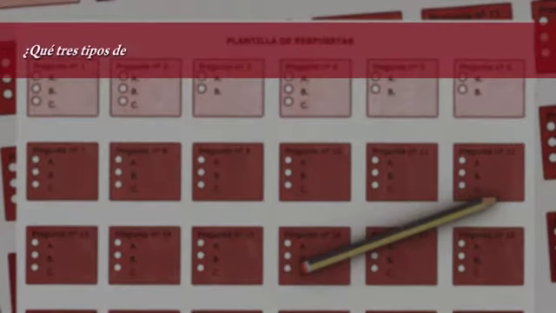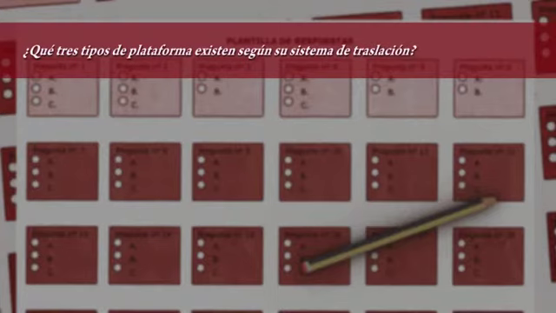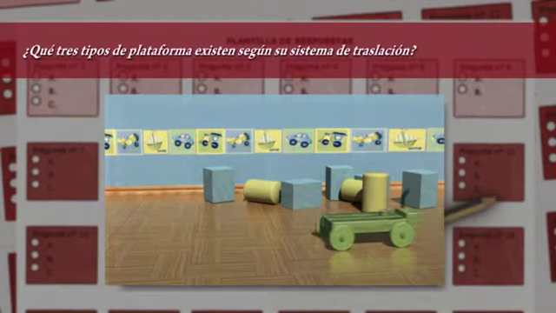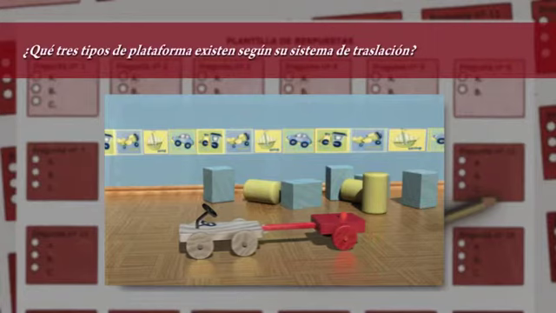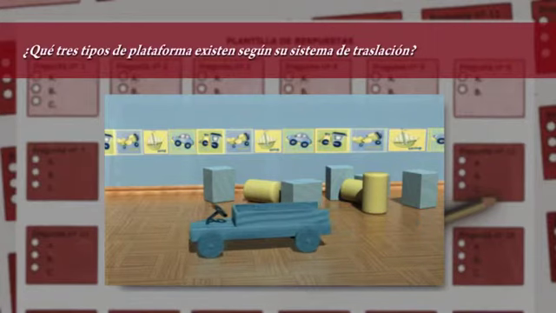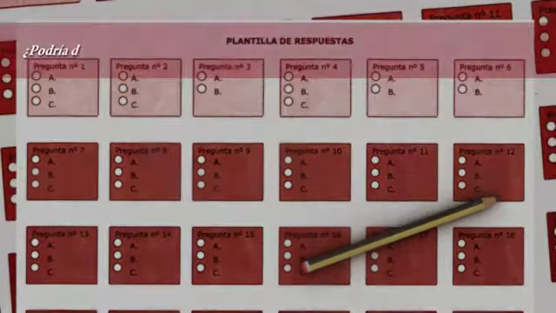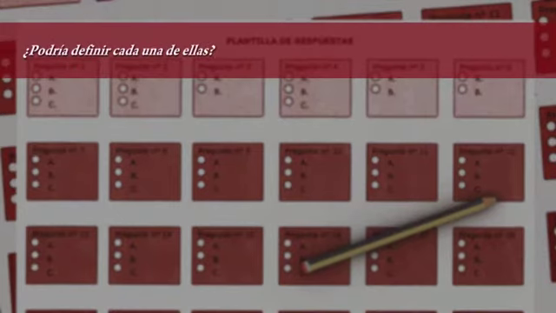What three kinds of platforms are there according to their transferring system? Self-propelled, trailer-mounted, and truck-mounted. Could you describe each one of them?